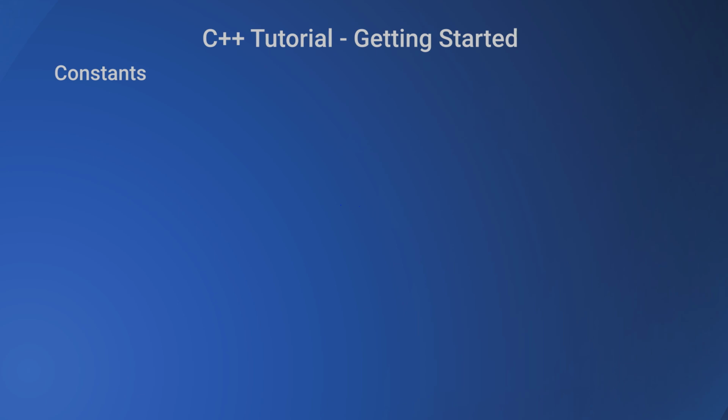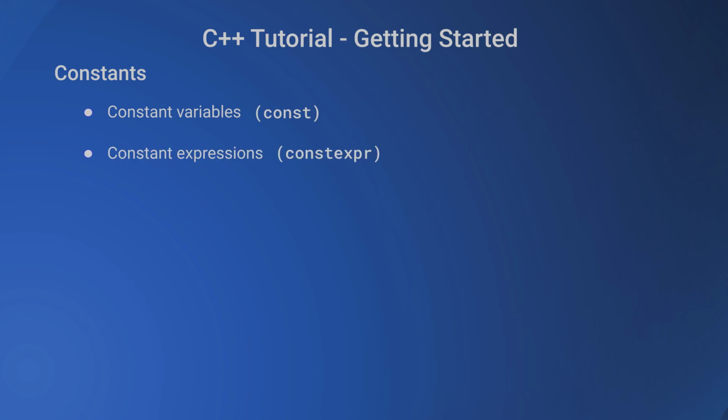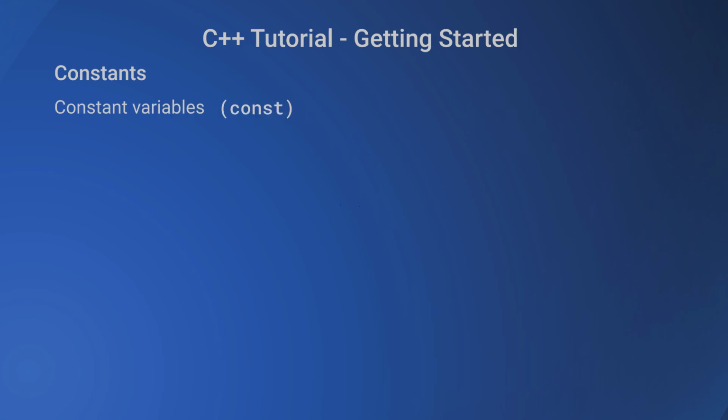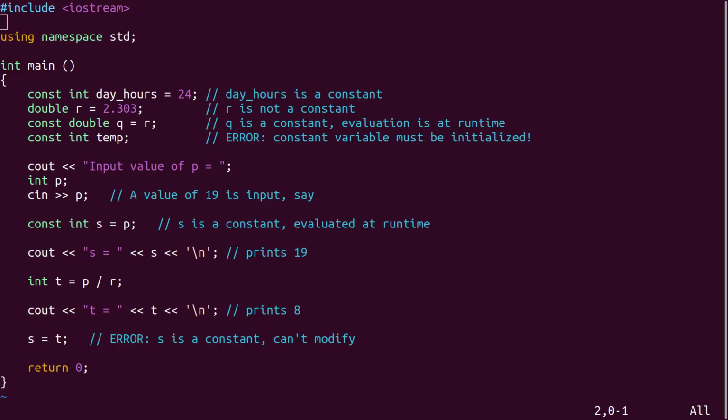There are two types of constants in C++. The first is constant variables. These are evaluated at runtime. The second type is constant expressions, which are evaluated at compile time. Let us first look at constant variables. And this is an example program.